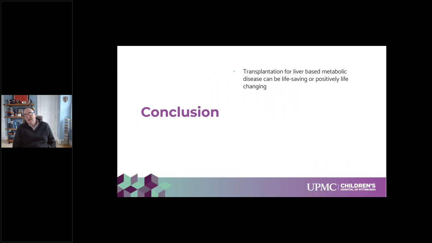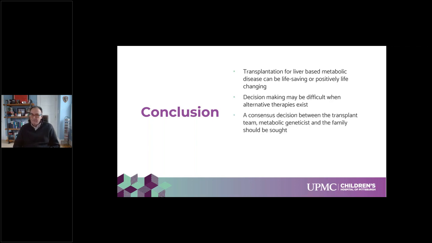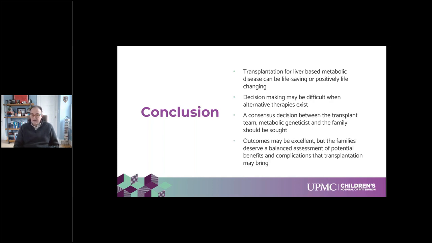So in conclusion, transplantation for liver-based metabolic diseases can be life-saving or positively life-changing. The decision-making may be difficult, particularly when alternative therapies exist, or where the balance of benefit is not absolutely clear. But a consensus decision between the transplant team, metabolic geneticists, and the family should always be sought. And outcomes may be excellent, but families deserve a balanced assessment of potential benefits and complications that transplantation may bring.